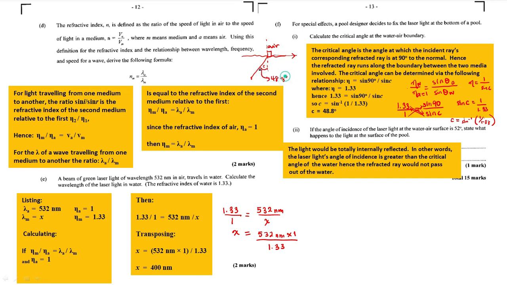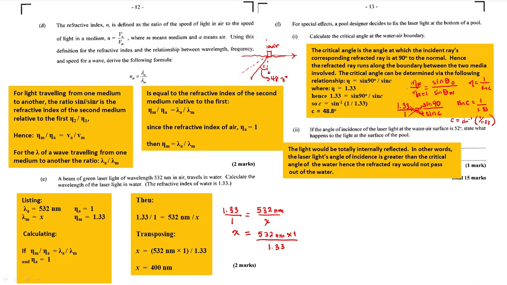This is the angle that causes the light to run along the boundary. So it's not leaving the water, it's going along the boundary of the water. Now, if the angle of incidence of the laser light at the water to air surface is 52 degrees, so suppose we increase the angle from 48.8 degrees to 52 degrees, state what happens to the light at the surface of the pool.